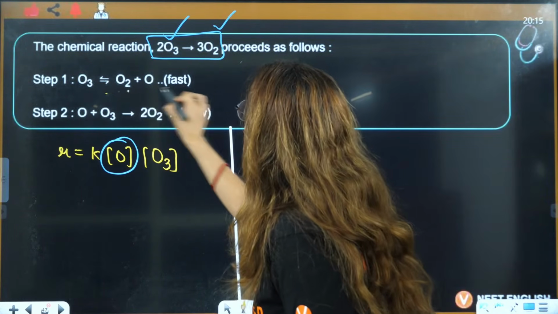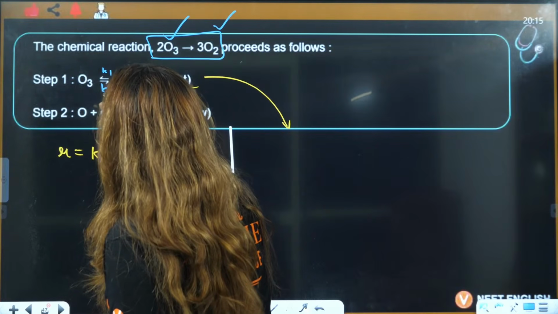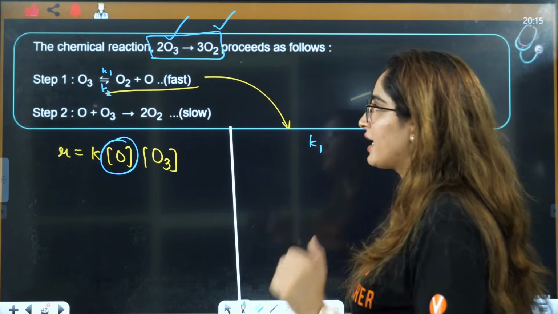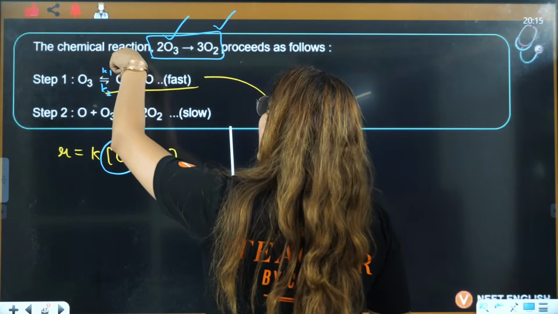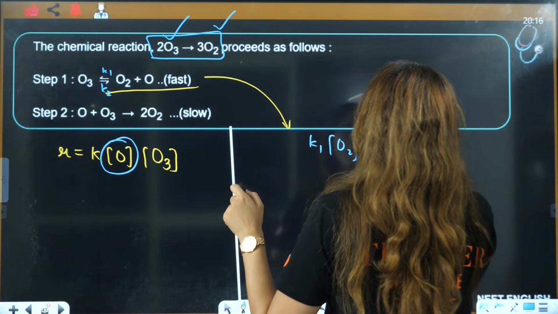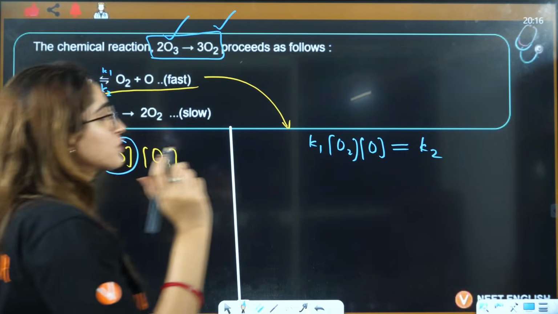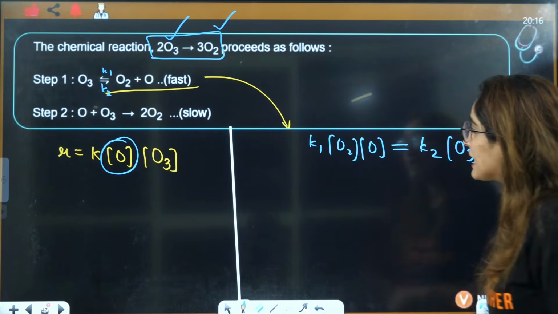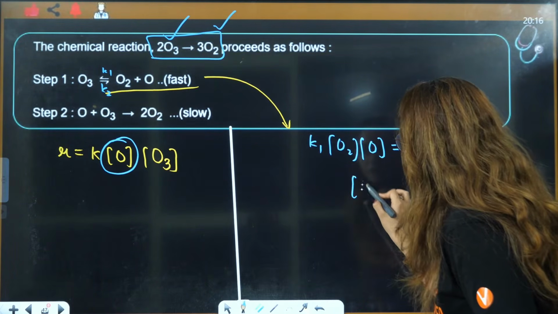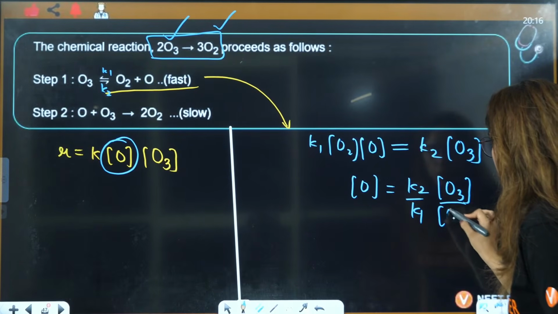Now from this particular thing, let's say I'm marking this one as K1, this one as K2. This is a constant only. You can yourself also mark it K1, K2. For the backward reaction, I am saying K1 times O2 and oxygen, is equal to, for the forward reaction, K2. For the forward reaction, this is the reactant, so this will be multiplied by O3. Now I have to find this oxygen value, so oxygen is going to be K2 by K1, O3 divided by O2, right?